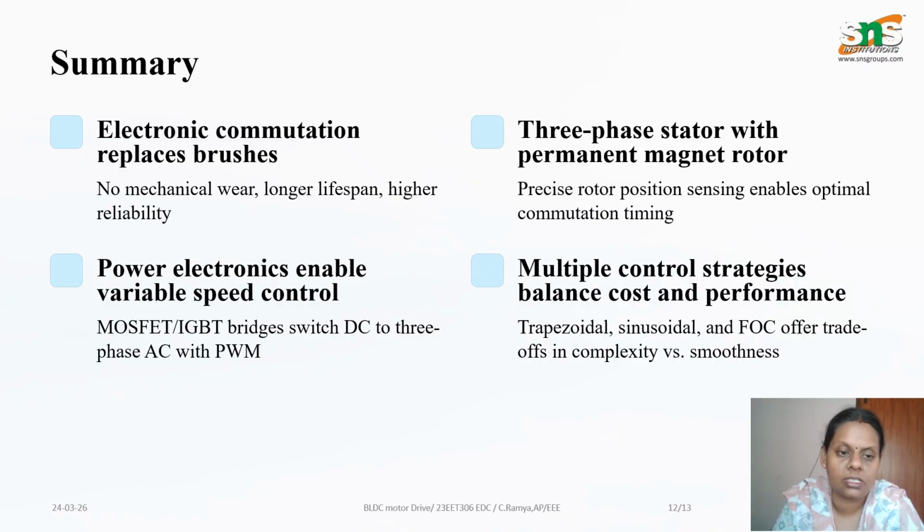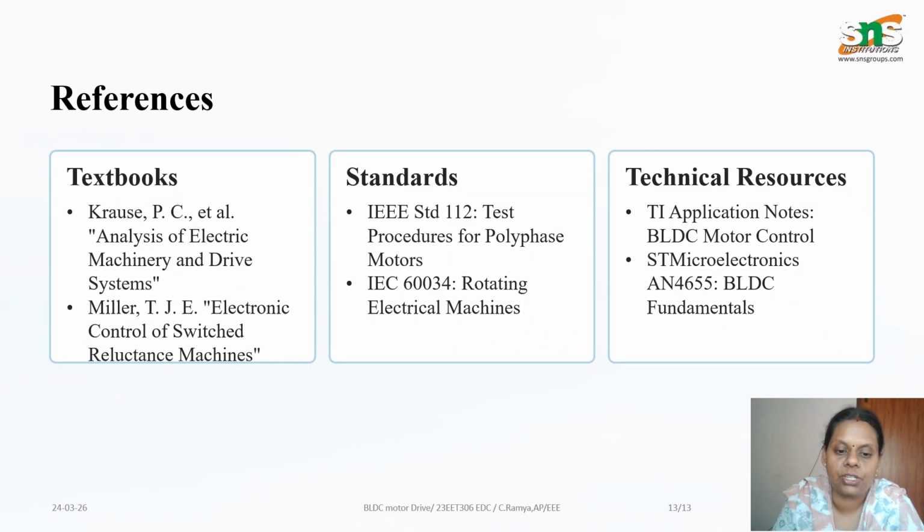Let's now conclude with a quick summary. To summarize, the BLDC motor uses electronic commutation instead of brushes, which eliminates mechanical wear and increases reliability. It consists of a three-phase stator and a permanent magnet rotor, and the power electronics ensures precise speed and torque control using PWM techniques. We have also seen the different control strategies, which give you more efficient and better performance. Overall, BLDC motors are highly efficient and widely used in modern applications.